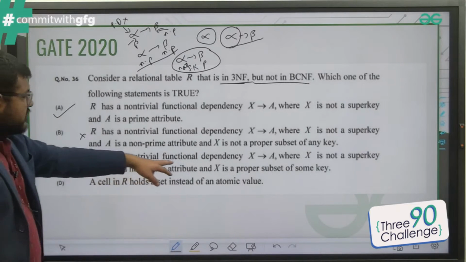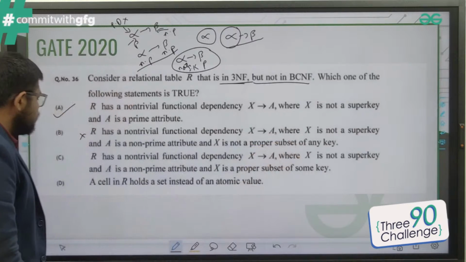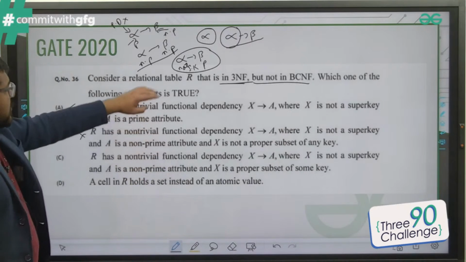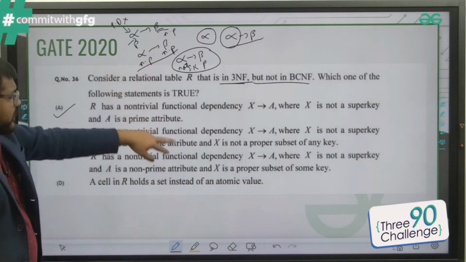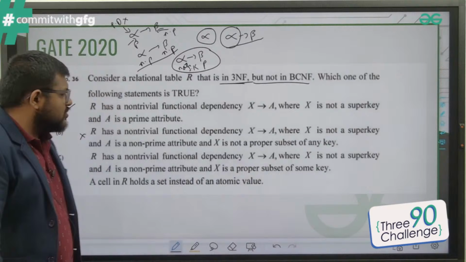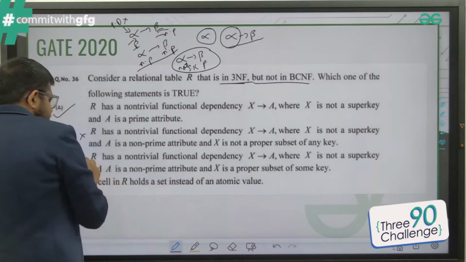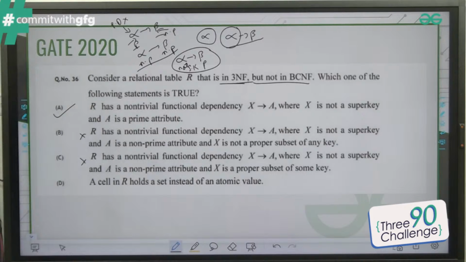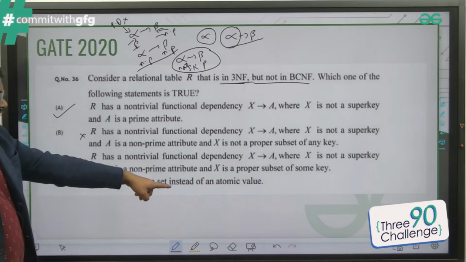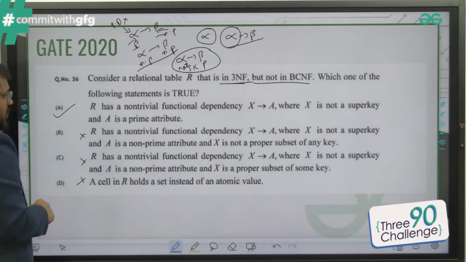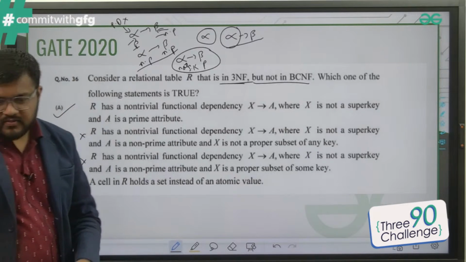R has a non-trivial functional dependency where X is not a super key and A is a non-prime attribute. If A is a non-prime attribute and X is a proper subset of any key, it is prime to non-prime, which means this has a partial dependency, so this is also not true. A cell in R holds a set instead of atomic values. If it holds a set, it is not in 1NF only. So your option A is correct.